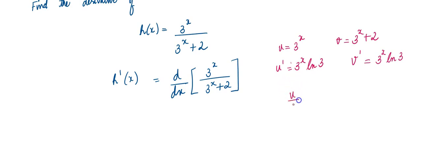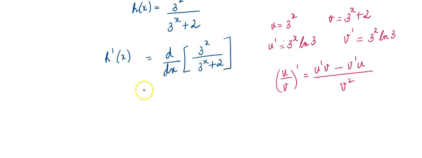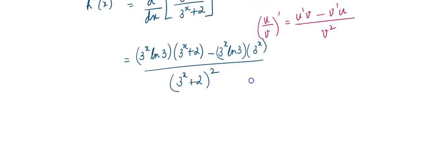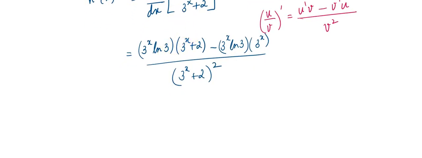Now this is the quotient rule. If it helps, always write the rule. Okay, now we have u prime v minus v prime u all over v squared. So that's going to be 3 power x plus 2. That's getting squared. Okay. Now remember to distribute this whole thing to each term here.